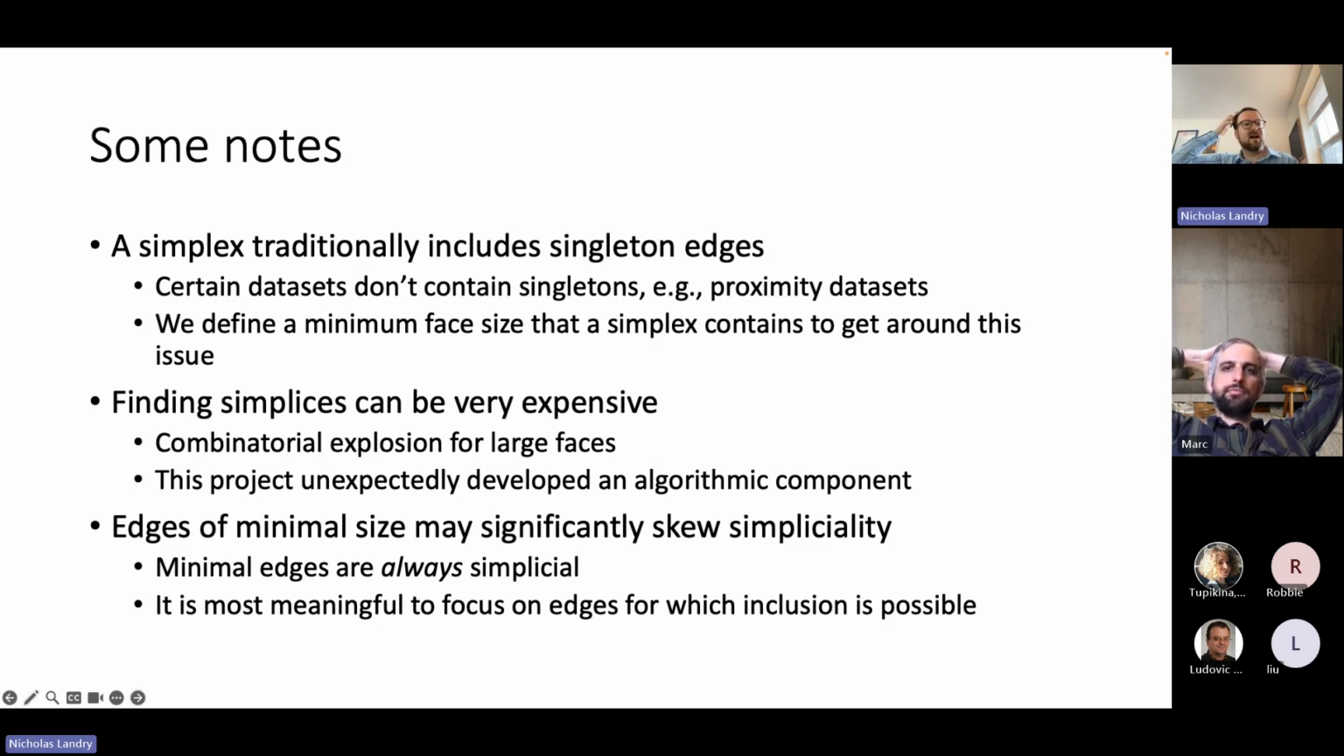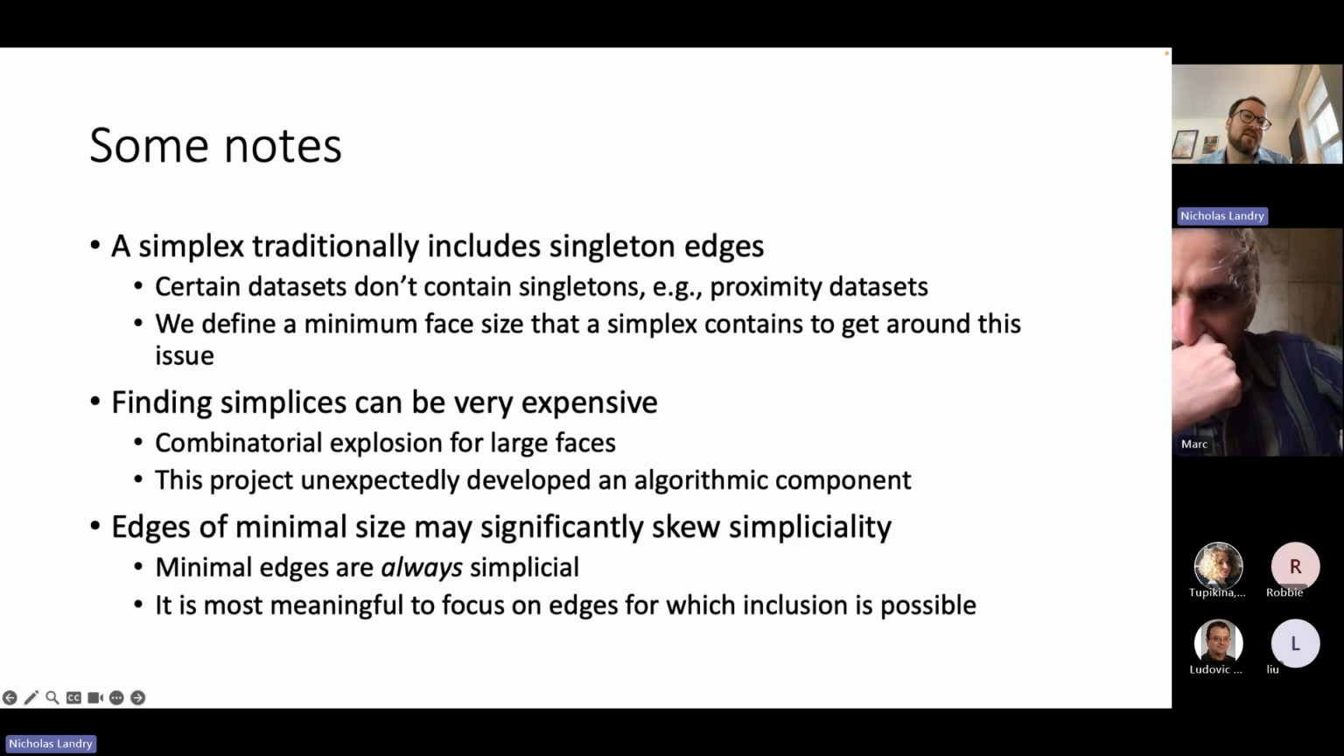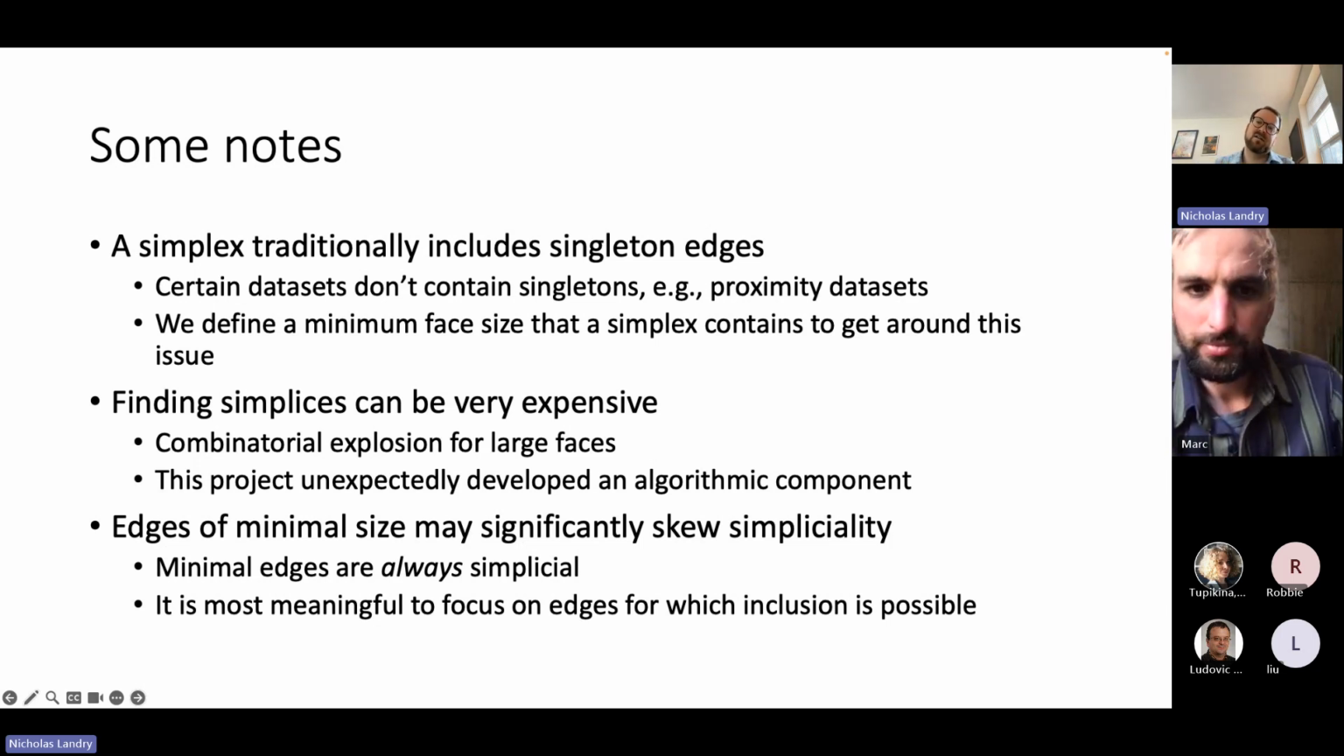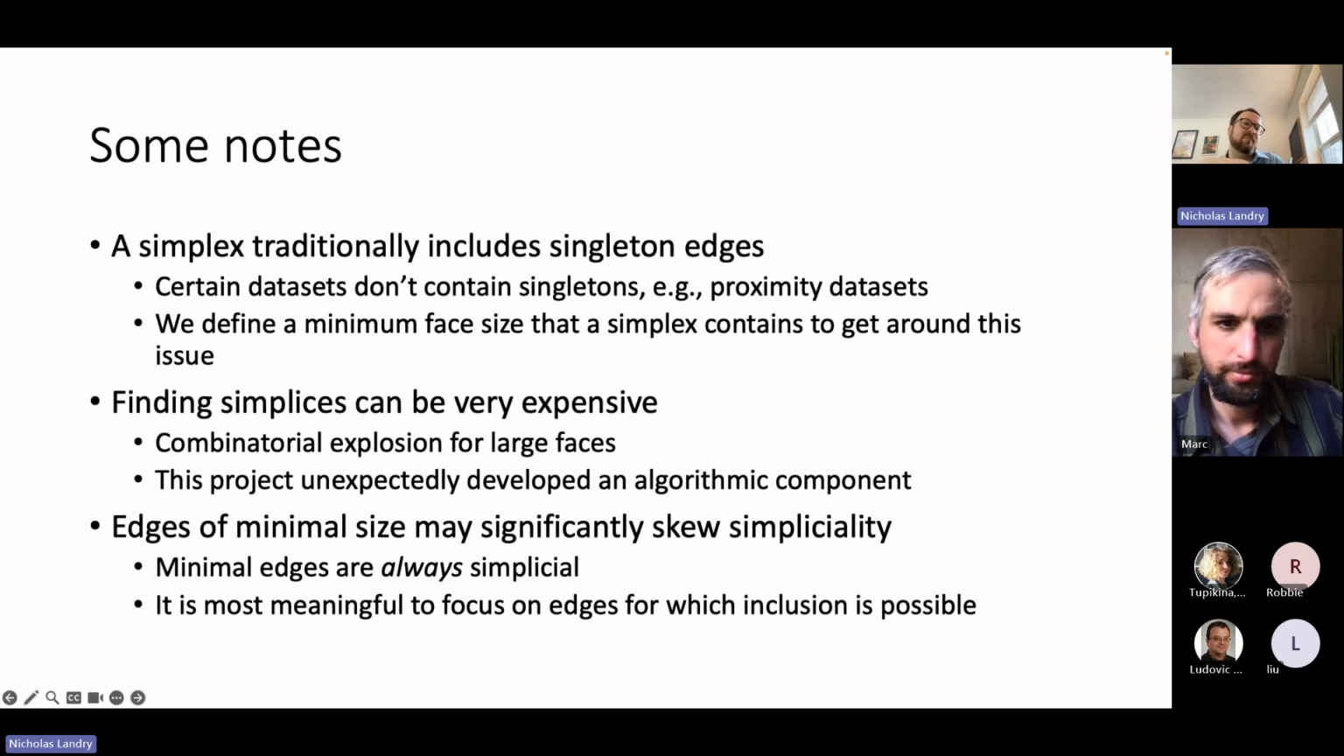And then lastly, just by definition, historically, edges of minimal size are simplices. But the problem is if I've got two hypergraphs that are the same with the caveat that one has just way more minimal sized edges, they'll have very different values for simpliciality, just because these minimal edges will skew that distribution. So what we do is we explicitly say we exclude those edges and we just focus on the edges for which inclusion is possible.